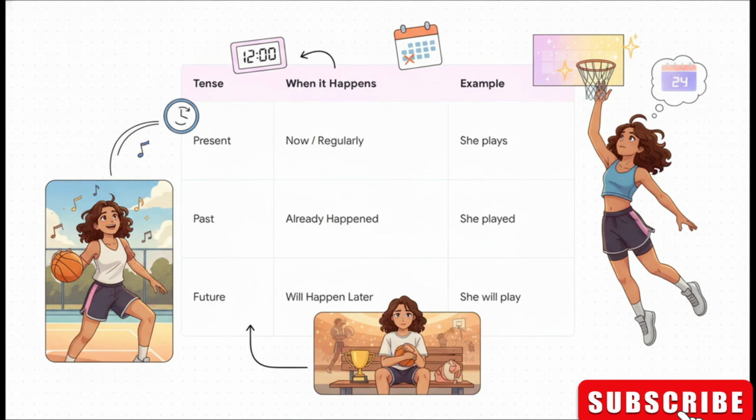Next up, the past tense. This is for anything that's already happened. She played yesterday. It's done. It's in the past. And finally, the future tense. You guessed it, for stuff that will happen later. She will play tomorrow. So it's all about the timing. Now, before, or later. That's all tense is.